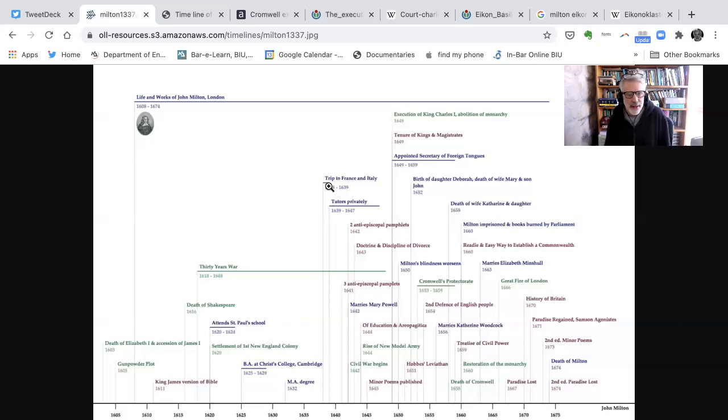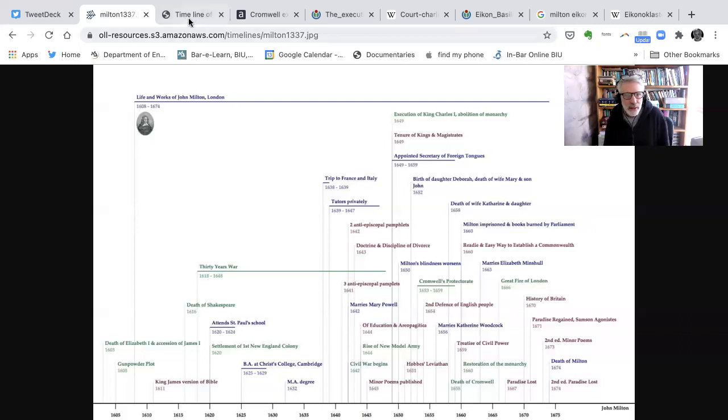He travels to France and Italy, which, as I mentioned, is a little bit weird, especially the Italian part, because Milton is an extreme Puritan, and Italy is, of course, the home of Catholicism. So from here, he marries twice, which is important because he writes divorce tracts. Let's fast forward. We see that he dies in 1674. Paradise Lost is published in 1667.